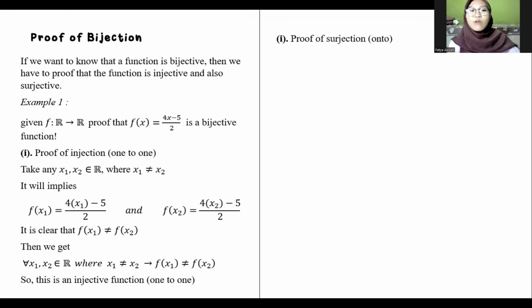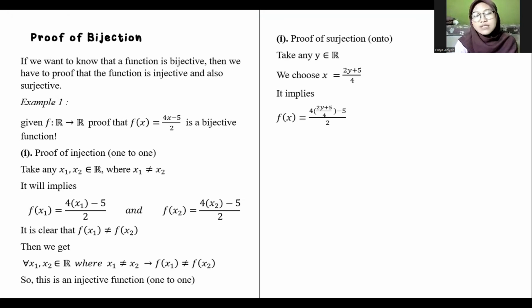And then the second step, I'm sorry, is the proof of surjection, or onto. The first step is to take any y element of the real number set. We choose x equal to (2y plus 5) over 4. It implies f of x equals that. So we find the output, and then we get y. So f of x is equal to y.